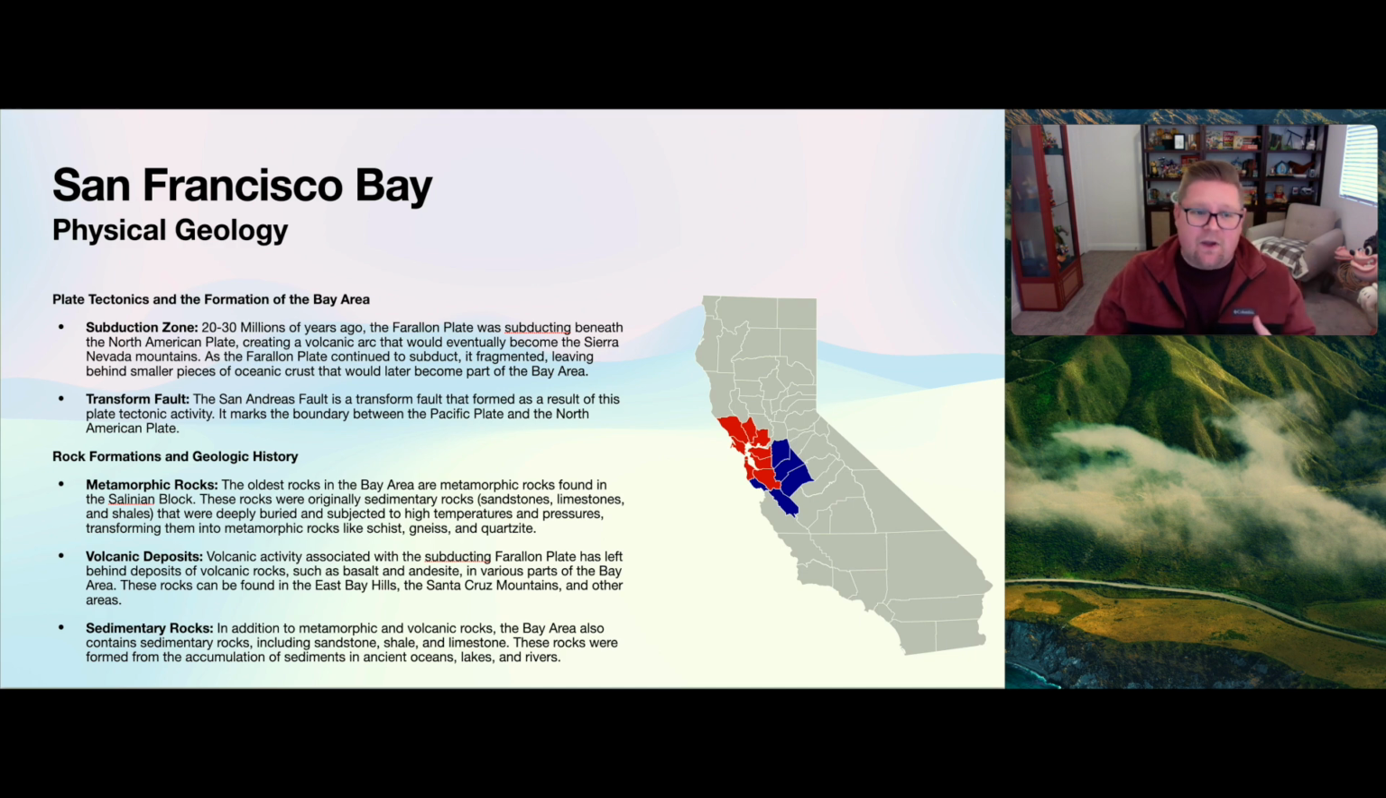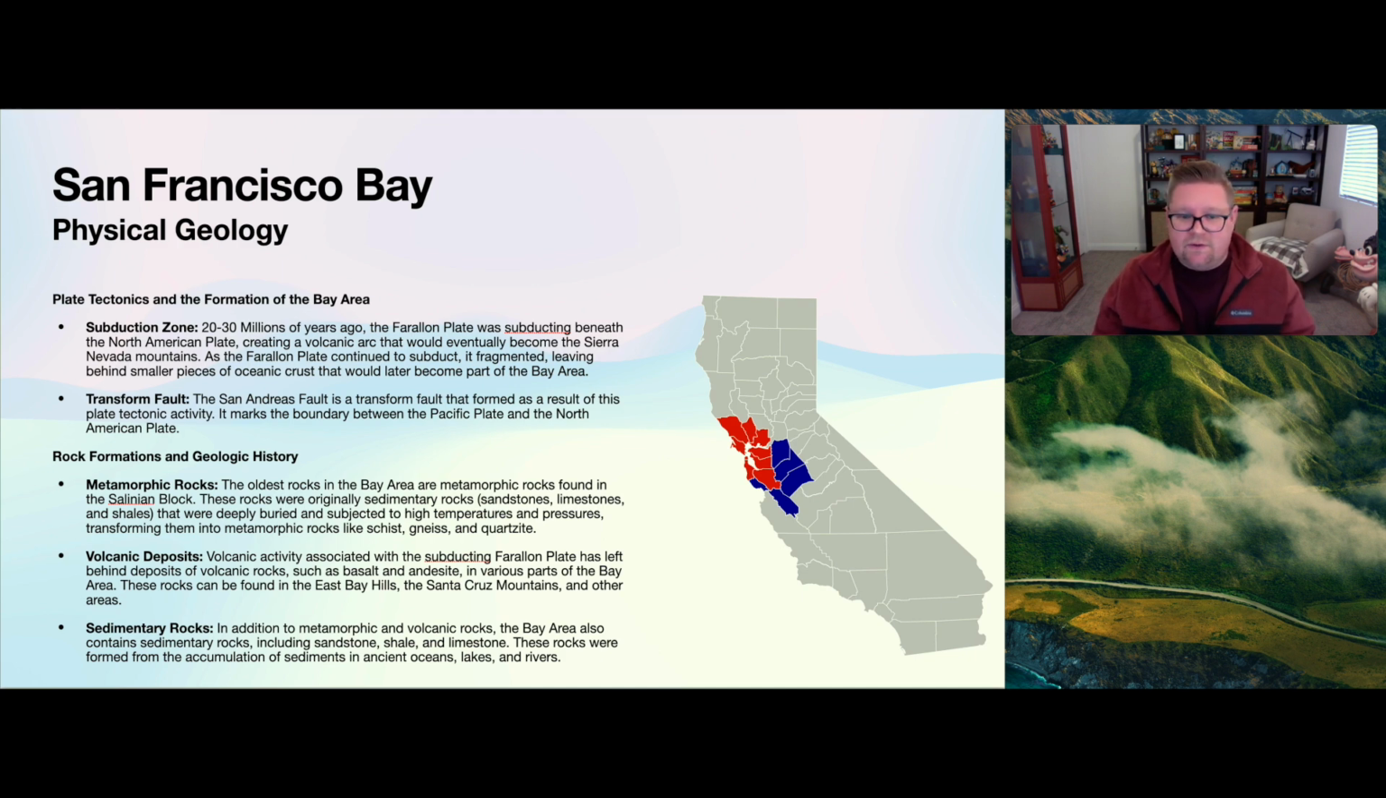Now, the next type of rock, volcanics, has again to do with that subduction of the Farallon Plate, which left behind deposits of volcanic rocks such as basalt and andesite in various parts of the state. These rocks can be found in places such as the East Bay Hills, the Santa Cruz Mountains, and other areas. Now, the final one is sedimentary.